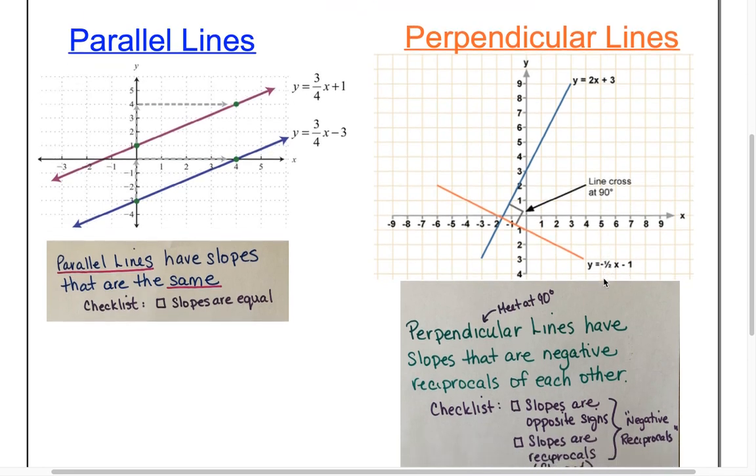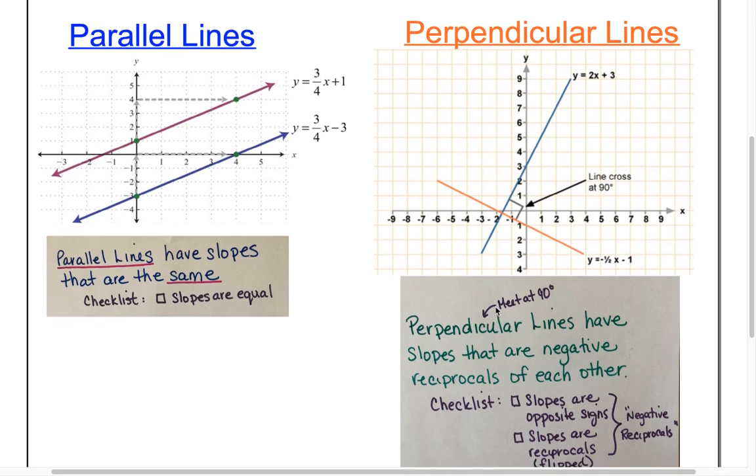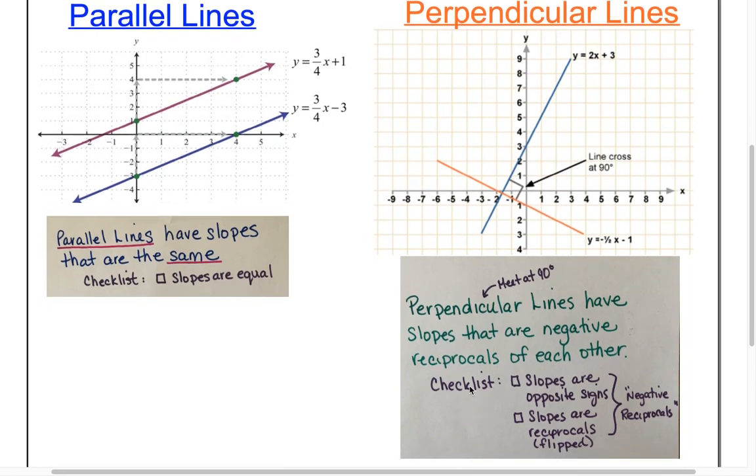So two lines are perpendicular, meaning that they meet at 90 degrees, if they have slopes that are negative reciprocals of each other. So in my mental checklist, I'm looking, first of all, are the slopes opposite signs? Is one positive, one negative? And second of all, are the slopes reciprocals of each other? So are they flipped fractions? And if both of these boxes are checked, if there's opposite signs and reciprocals, we know that the slopes are negative reciprocals, and we can then conclude that the lines are in fact perpendicular.